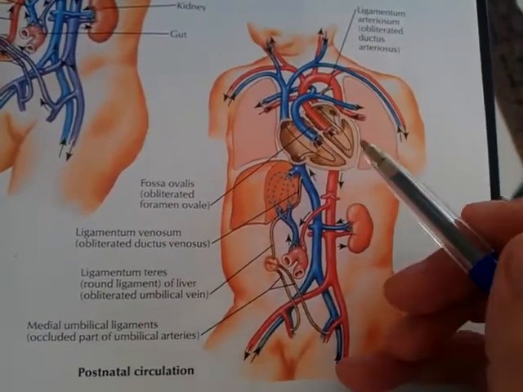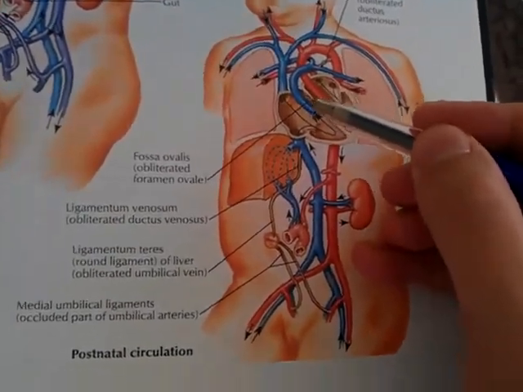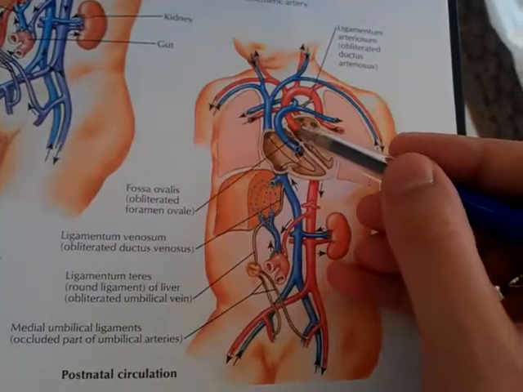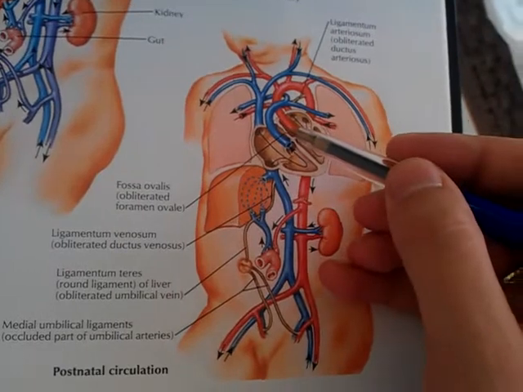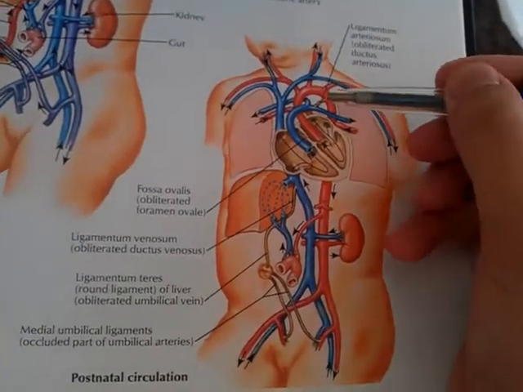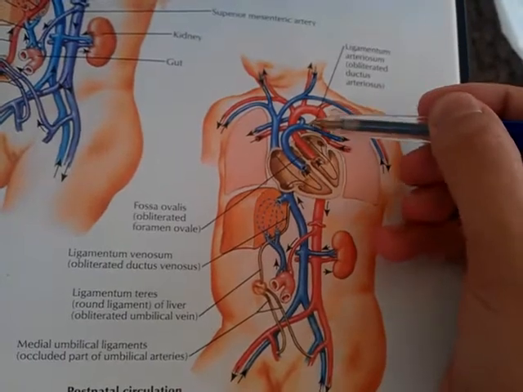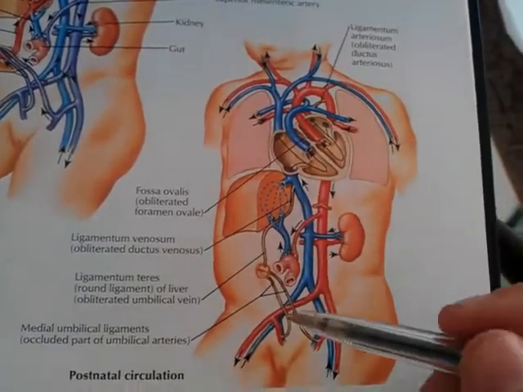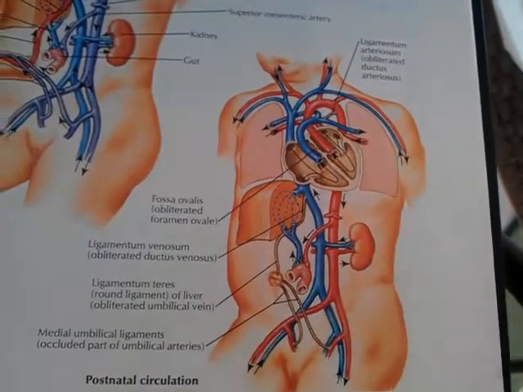You have the limbus fossae ovalis, where the foramen ovale is, it closes eventually. And then you have the ligamentum arteriosum, where the ductus arteriosus was. And then you have the median umbilical ligaments from the umbilical arteries.